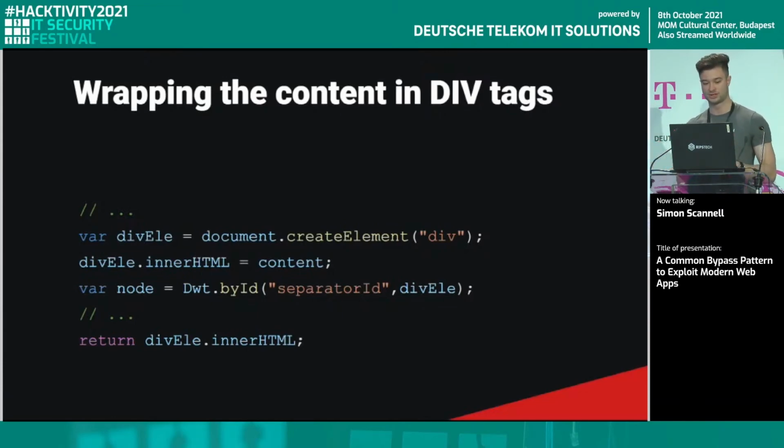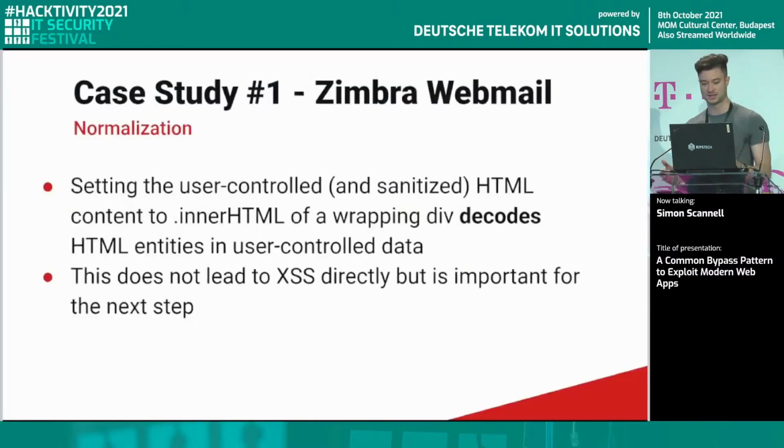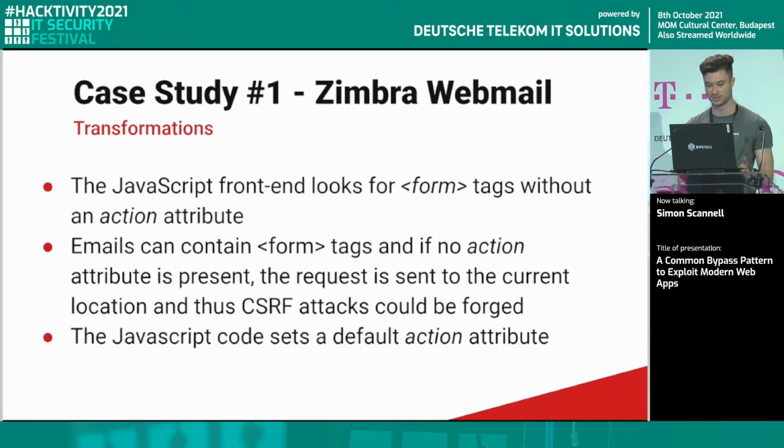The only thing I want you to notice is that the div element has the inner HTML attribute set to the content. And now what this does is it decodes any HTML encoded entities that don't strictly need to be. So this is kind of a normalization step, just because browsers normalize the input so that all the input is the same as expected. And the browser in this context wouldn't expect HTML attribute values to be encoded in any way. So they just decode this entity. Now, this does not lead to XSS directly, but it's important for the next step, and we'll show actual code snippets on what to expect and what this means.